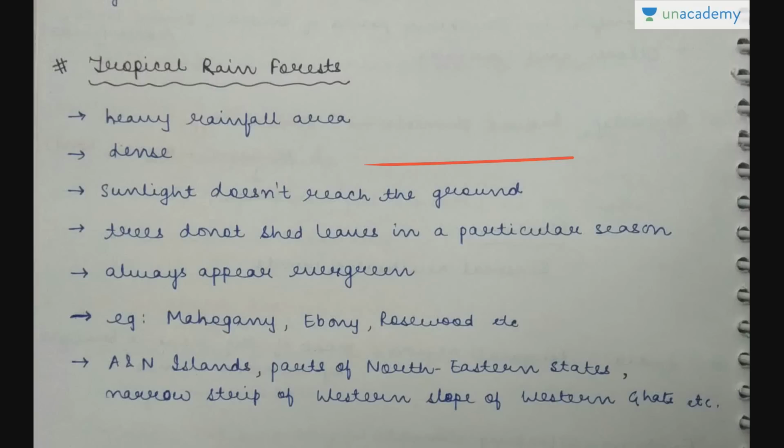And then the trees do not shed leaves in a particular season. They do shed leaves, but at different points of time. So whenever you look at these forests, they appear to be evergreen, because at a particular season, all the leaves are not shed. Some examples: mahogany, ebony, rosewood, etc. And some locations: Andaman Nicobar Islands, parts of northeastern states, then the narrow strip of the western slope of the Western Ghats. So we have read about it. The Western Ghats is here, so a narrow strip here.